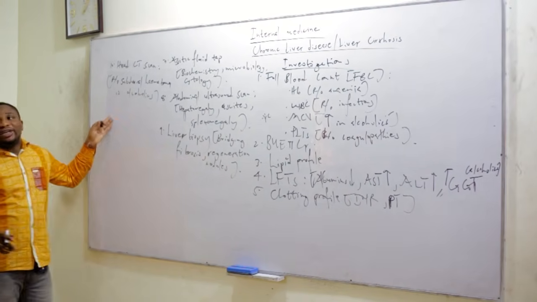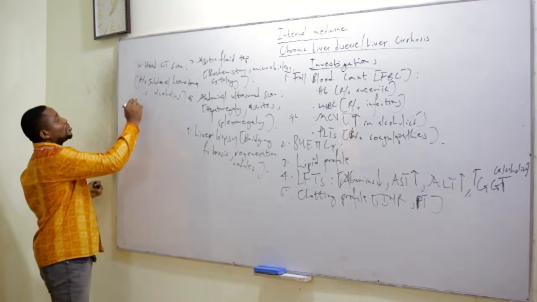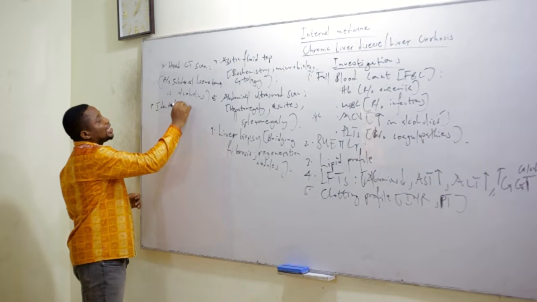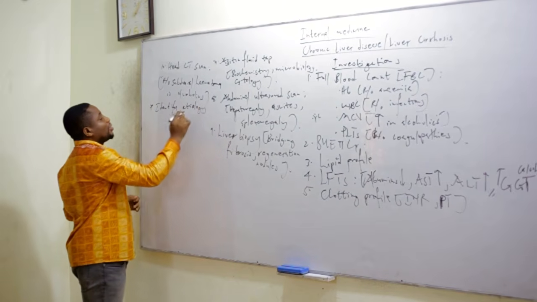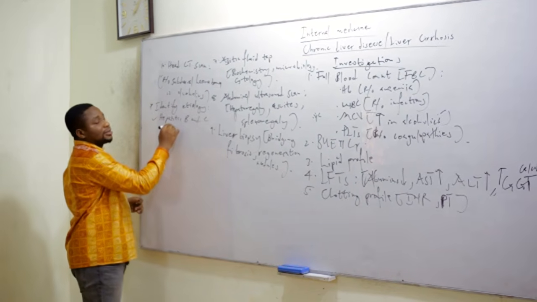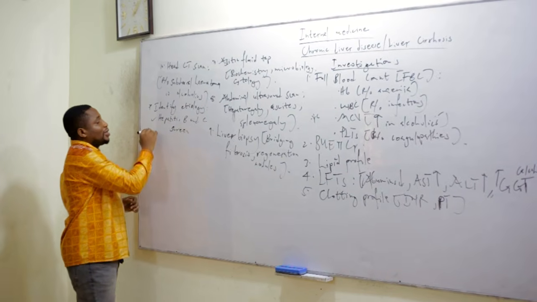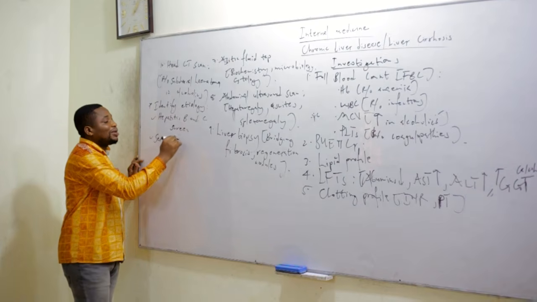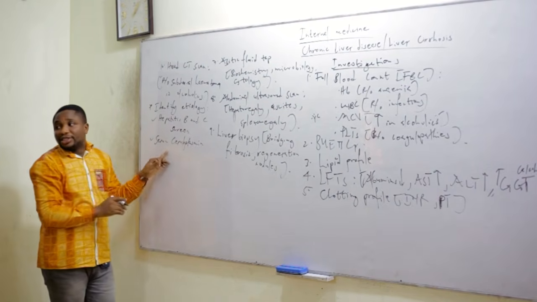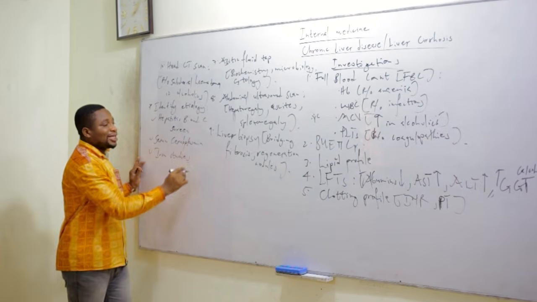Okay, then the other investigations that we can do will be towards finding the underlying cause. So the investigation to identify etiology. We can do hepatitis B and C screen or serology. Are we following? We can also check serum ceruloplasmin. That would rule out what? Wilson's disease. Okay. We can also do iron studies. Iron studies, what are the constituents?